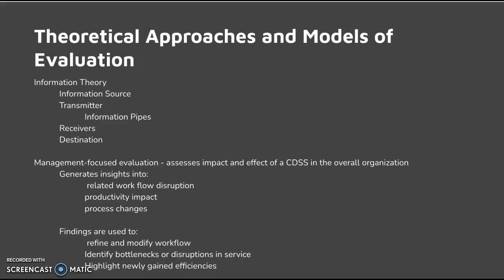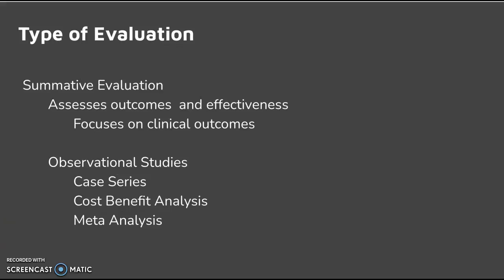newly gained efficiencies. Now, the type of evaluation overall we're going to do is a summative evaluation, which assesses outcome and effectiveness. This will allow us to potentially focus on some clinical outcomes. We'll do this by observational studies, which is looking at case series, a particular set of cases of false positive. We'll look at cost-benefit analysis. How much is this costing clinicians and the overall healthcare system? And then we'll do a meta-analysis.